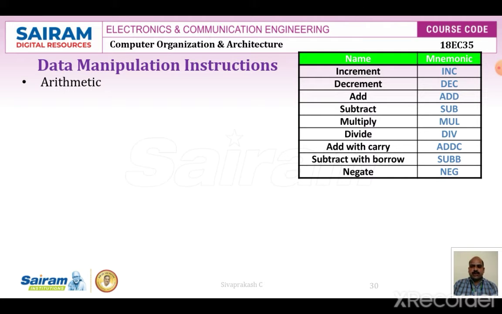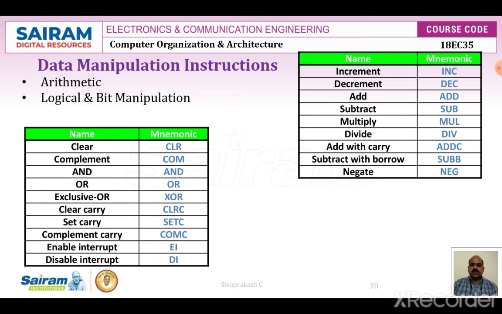Then coming to the next one, data manipulation instructions. We're going to use three different data manipulation instructions. First one is called arithmetic operations. Here we have increment, decrement, add, subtract, multiply, divide, add with carry, subtract with borrow, and negate. These are the instructions called data manipulation instructions. By doing arithmetic operations, it's going to do the data manipulation.